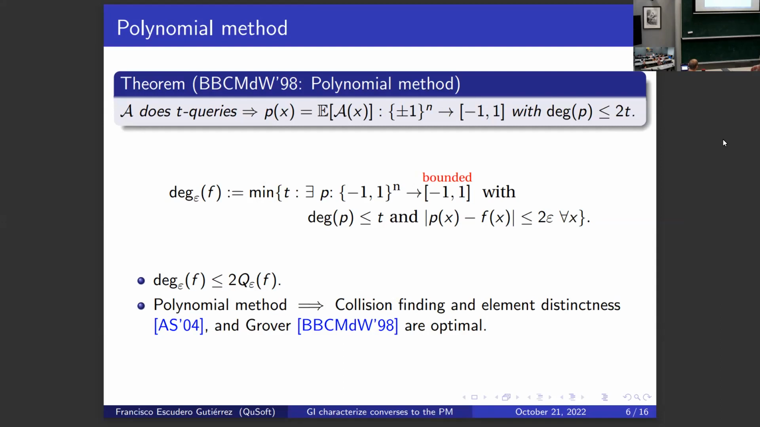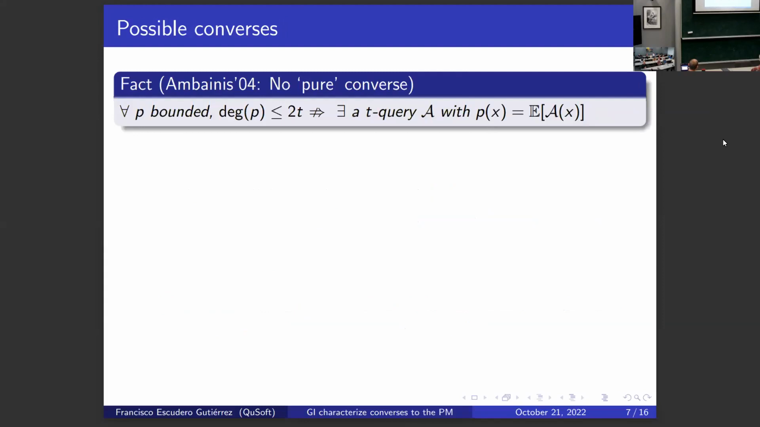2009. So we have this result, which is nice, it's useful, but it's also a mathematical statement. So as a mathematical statement that has one implication, I can also wonder if the other implication is true. The implication from the right to the left, is it true? Is there a pure converse to the polynomial method? And the answer is no, and this can be regarded as a consequence of a work of Ambainis in 2004. And the non-existence of the pure converse means that it's not true that for every bounded P that has degree at most 2t, there exists a t-query quantum algorithm that outputs exactly the P.